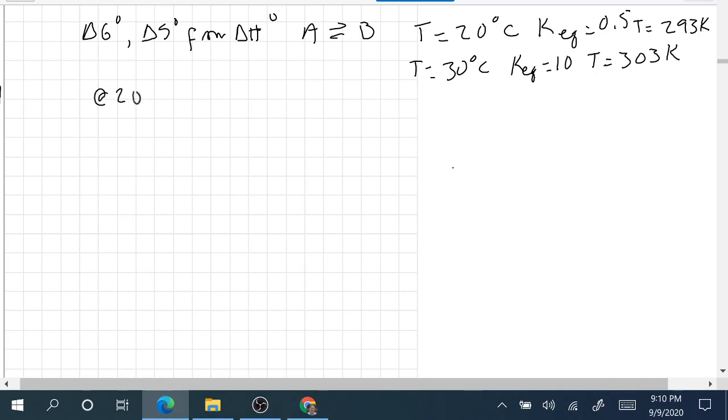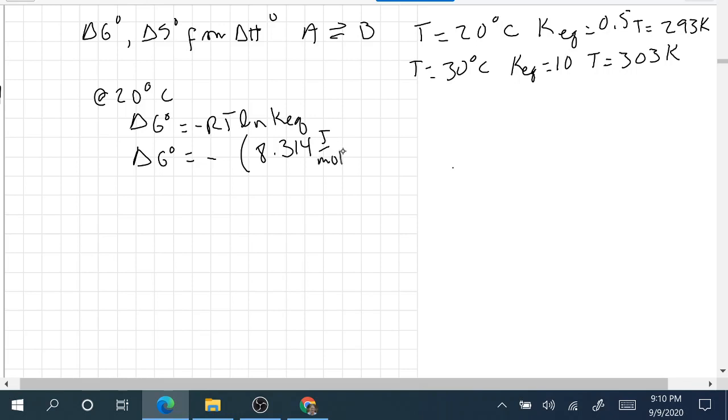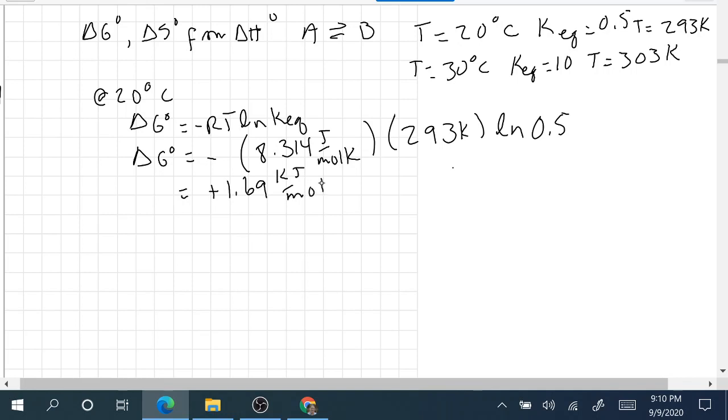So at 20 degrees C, delta G naught is equal to negative RT ln of KEQ. That's an equation we were given. So delta G naught is equal to negative 8.314 joules per mole Kelvin, that's R, and our temperature is 273 plus 20, so that's 293 Kelvin, times the ln of 0.5. So that's equal to positive 1.69 kilojoules per mole if we convert that to kilojoules.